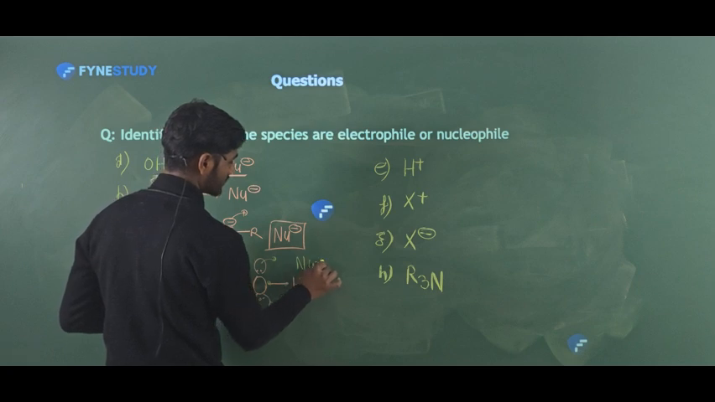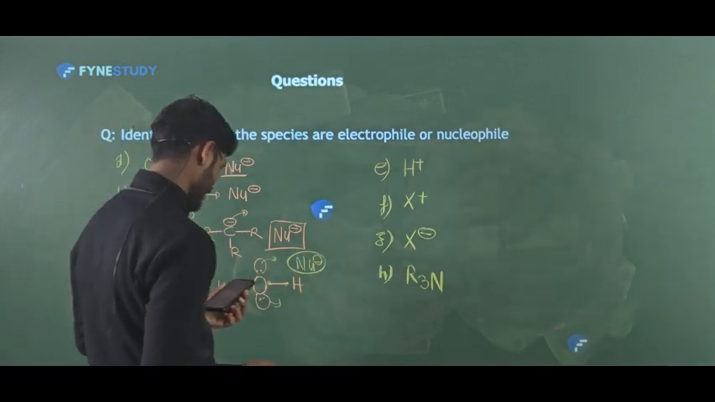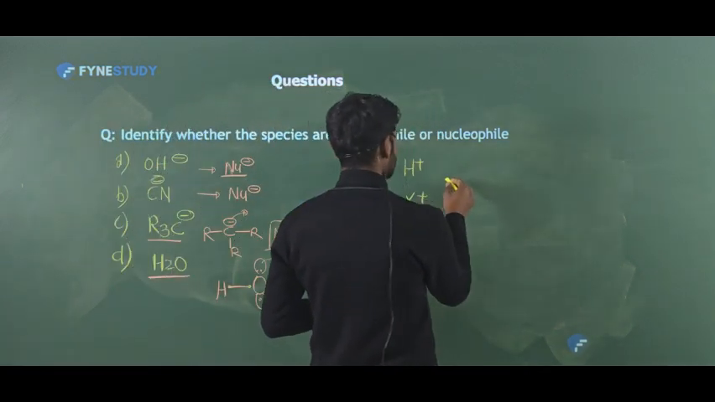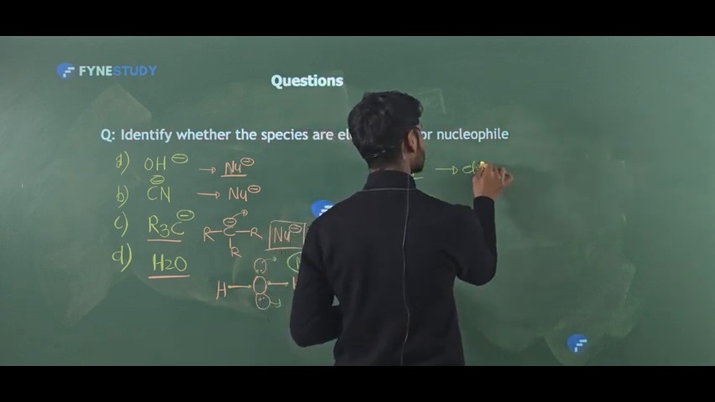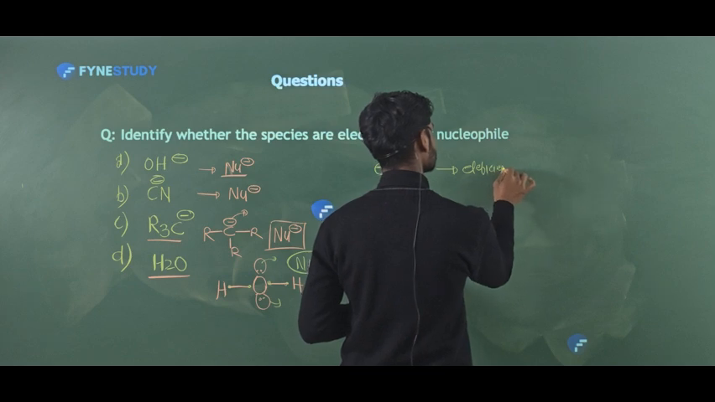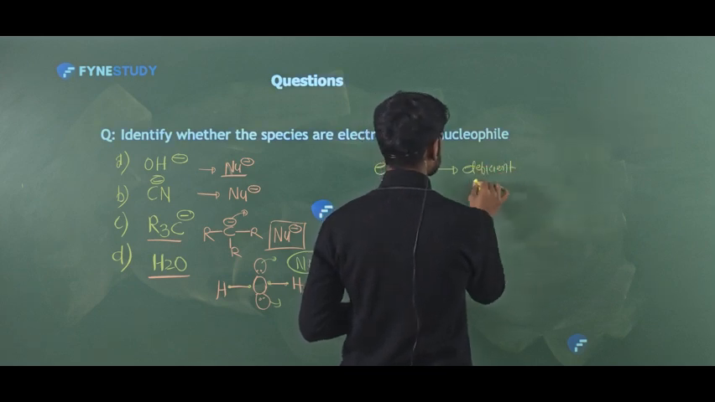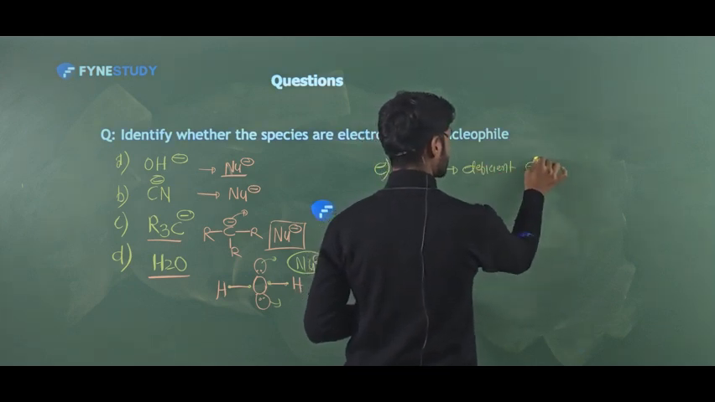So this one is also a nucleophile. Okay, now let's move here. So H plus charge, it means this one is deficient. So this one will be electrophile.